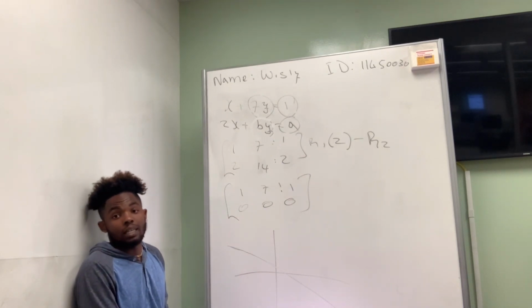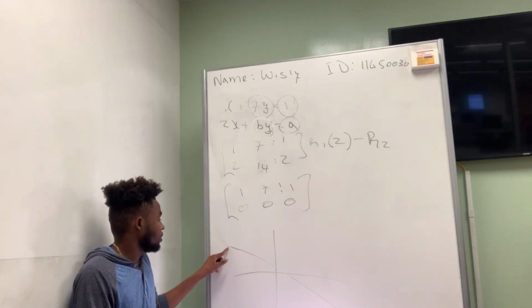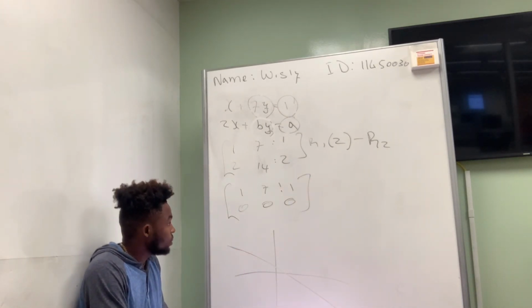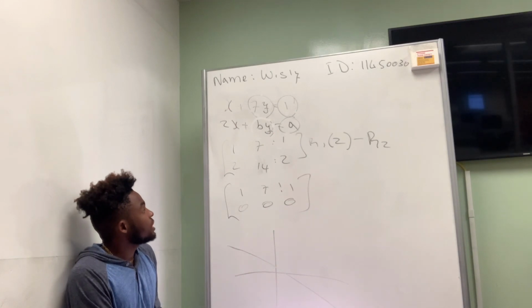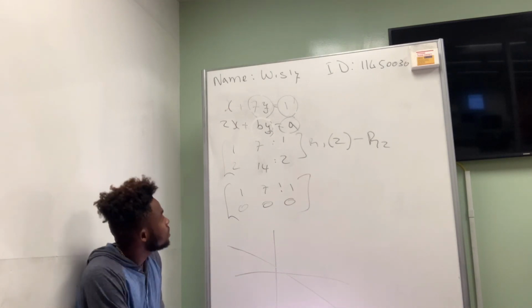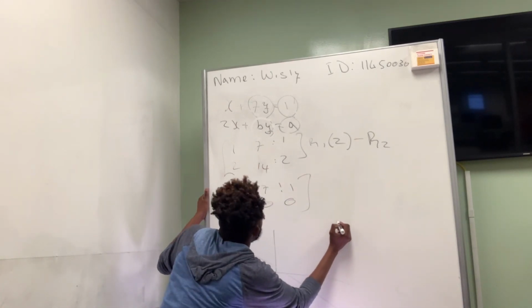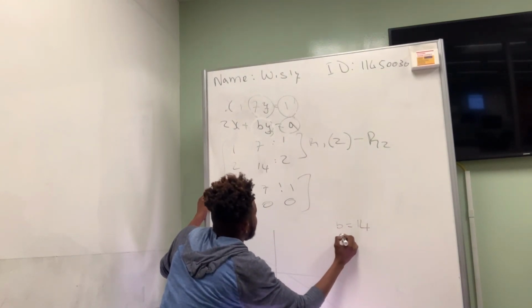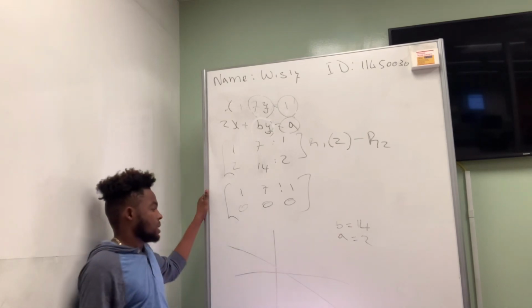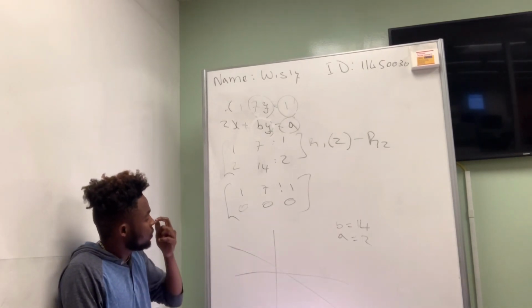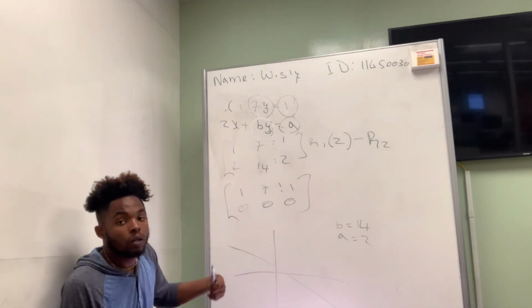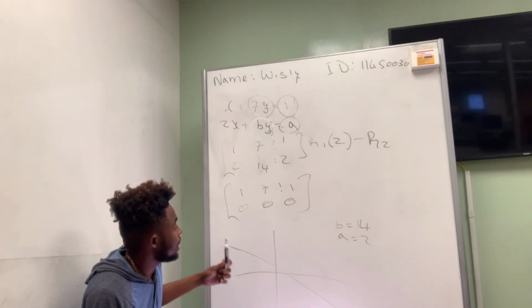What point am I gonna get? It's kind of like I'm gonna get here, they're together. So it doesn't tell me anything. It's infinitely many solutions. And if they were to say, let me write right here, I say b is equal to 14 and a is equal to 2.